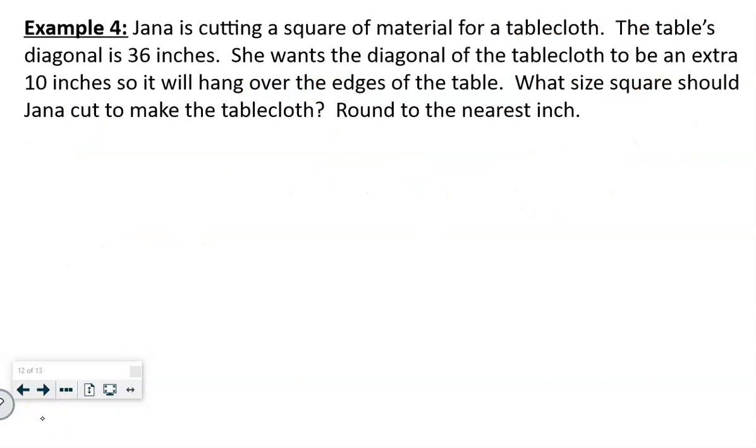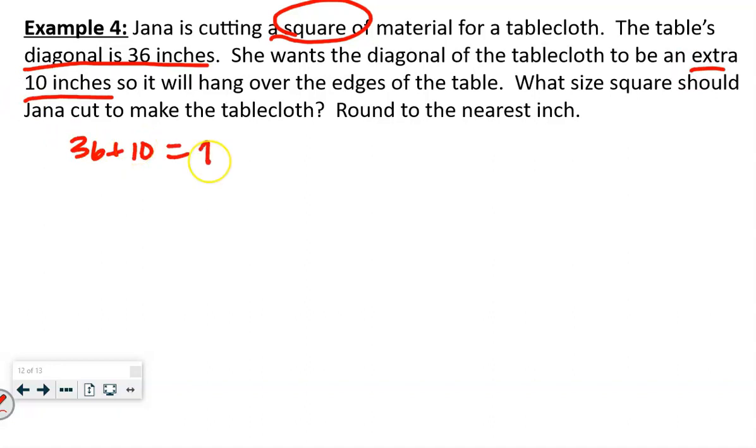So our next problem is a word problem. It says Jana's cutting a square of material from a tablecloth. Okay, so that's keyword there, square. The table's diagonal is 36 inches. She wants the diagonal of the tablecloth to be an extra 10 inches. So that means 36 plus 10. So that's going to be 46 is what the diagonal is going to be, right? That's actually going to end up being our hypotenuse. Let me show you why.